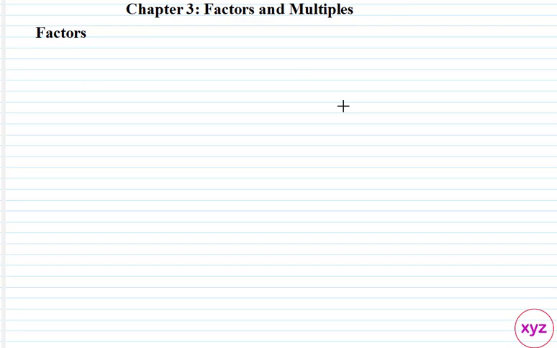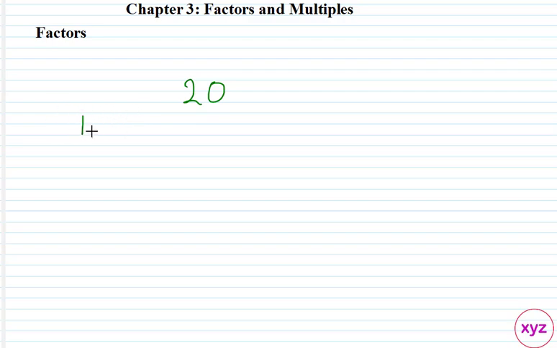So what is a factor? Supposing I have, for instance, a number 20. What are the factors of 20? What are those numbers that can go into 20 without any remainder? Numbers that can divide into 20 without anything remaining.